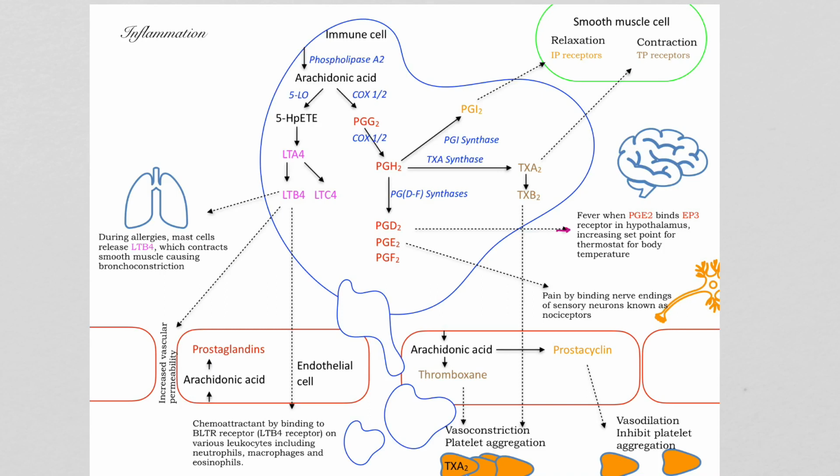Prostaglandins are also known to cause fever. For example, PGE2 binds the EP3 receptor in the hypothalamus, and that raises the set point for your thermostat, for your body temperature. The set point is increased, and that causes the sensation of fever and chills. Prostaglandins can also bind nerve terminals, these nerve terminals known as nociceptors, terminals of sensory neurons. And when they bind, they trigger an action potential that then goes to the brain and gives us the sensation of pain.